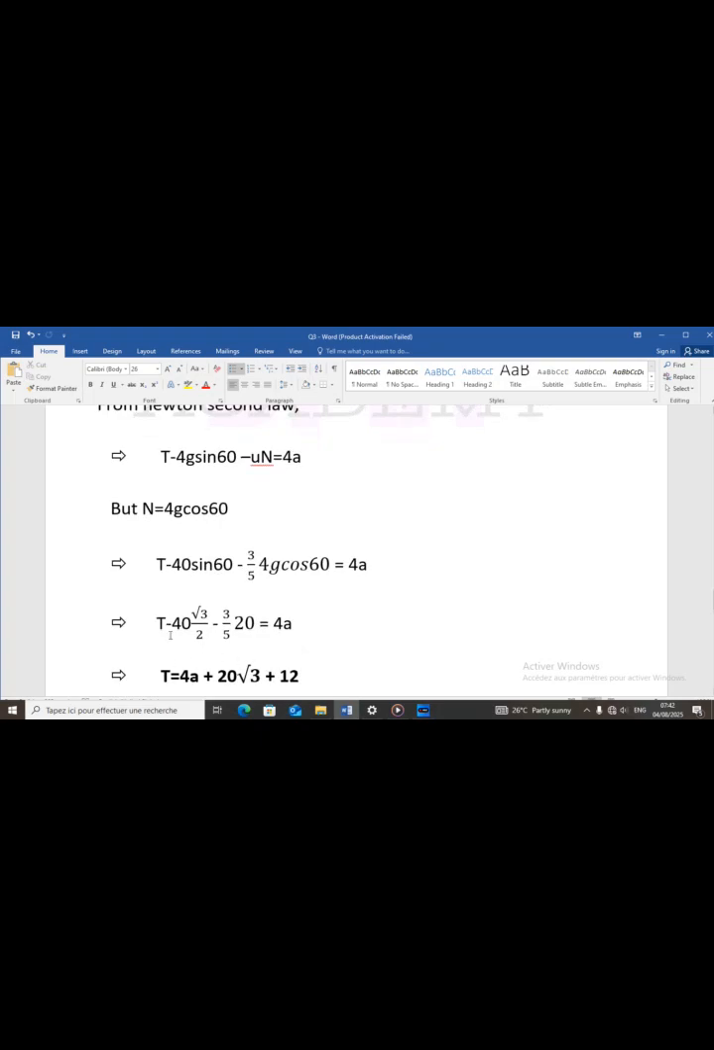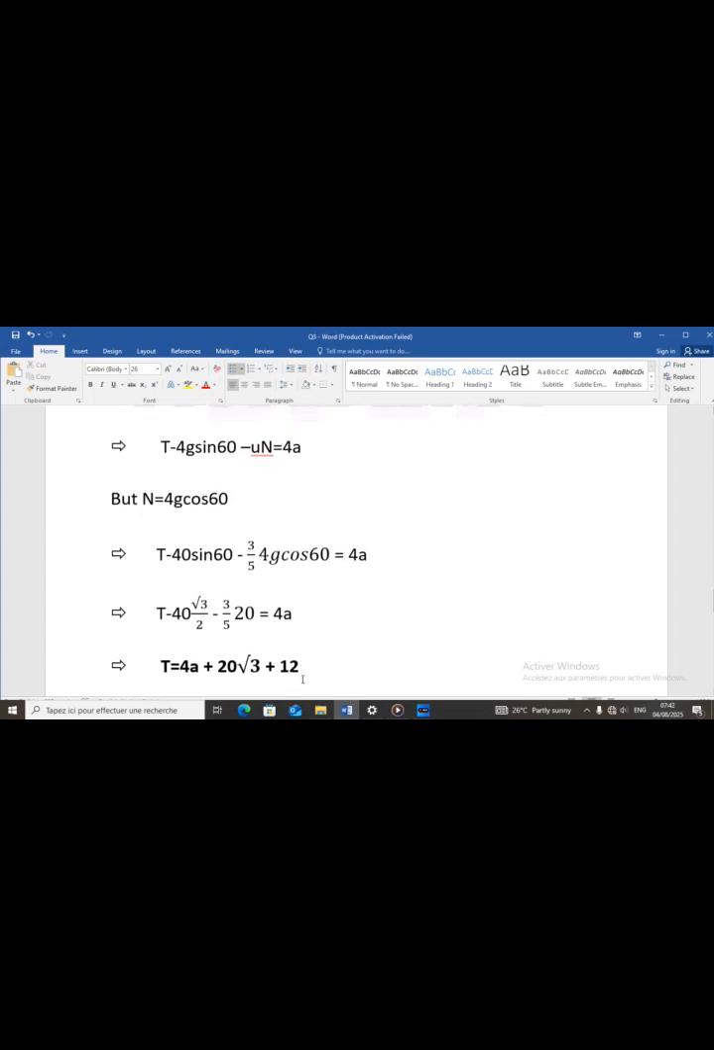Here we're going to have T equal to 4a plus 20 over 3 times 5. Then now 5 divided into 20 is 4, times 3. That's 12. Then it becomes positive 12. Perfect.